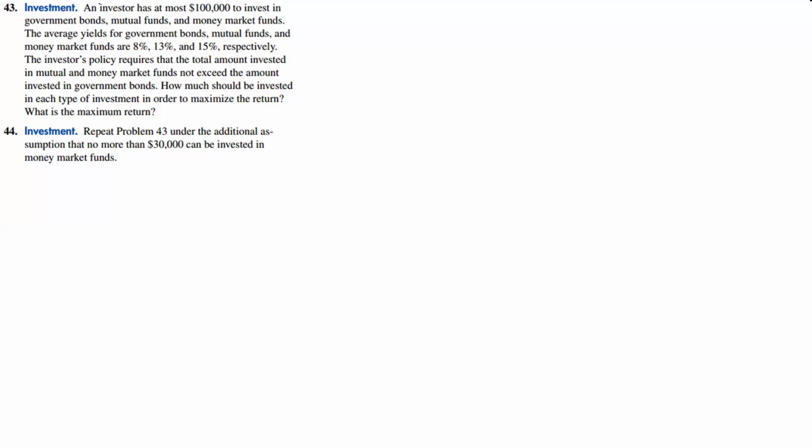The problem says an investor has at most $100,000 to invest in government bonds, mutual funds, and money market funds. The average yield for government bonds, mutual funds, and money market are 8%, 13%, and 15% respectively. Now, the investor's policy requires that the total amount invested in mutual and money market funds not exceed the amount invested in government bonds. How much should be invested in each type in order to maximize the return? And what is the maximum return?